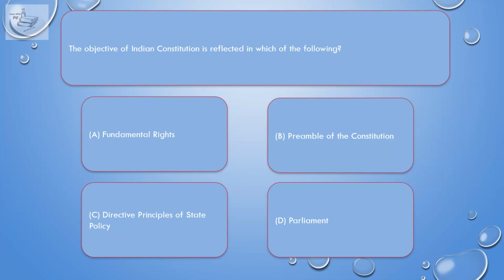Correct answer is A. The Preamble. Question: The objective of Indian Constitution is reflected in which of the following? A. Fundamental Rights. B. Preamble of the Constitution. C. Directive Principles of State Policy. D. Parliament.